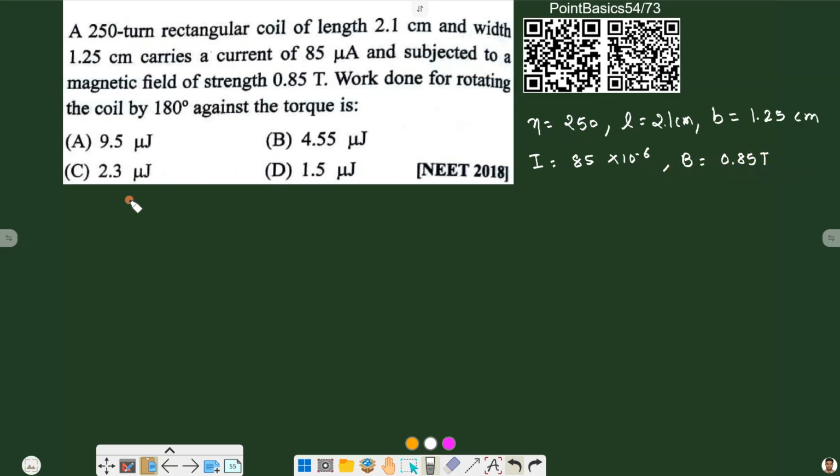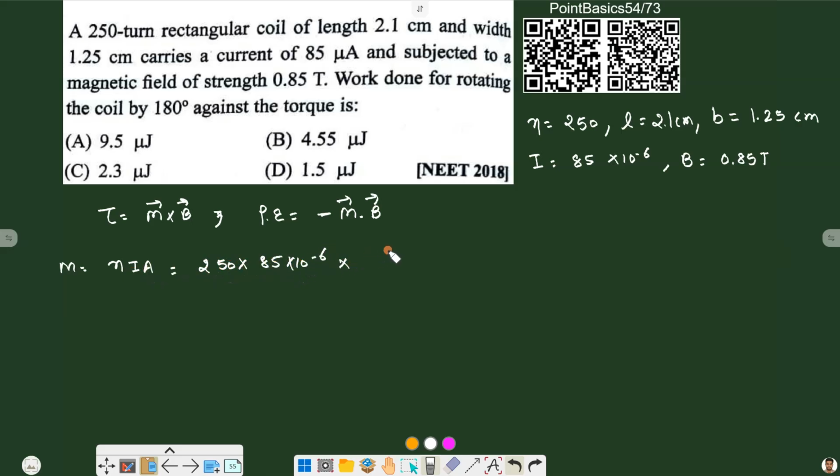So to find the torque and to find the work done, what do we need? For torque we have the formula M cross B, and for the energy or work done, that is also known as potential energy, it is minus M dot B. So we need M, we already have the magnetic field. So M is NIA. N is 250, current is 85 into 10 raised to power minus 6, and the area will be 2.1 by 100 into 1.25 by 100.